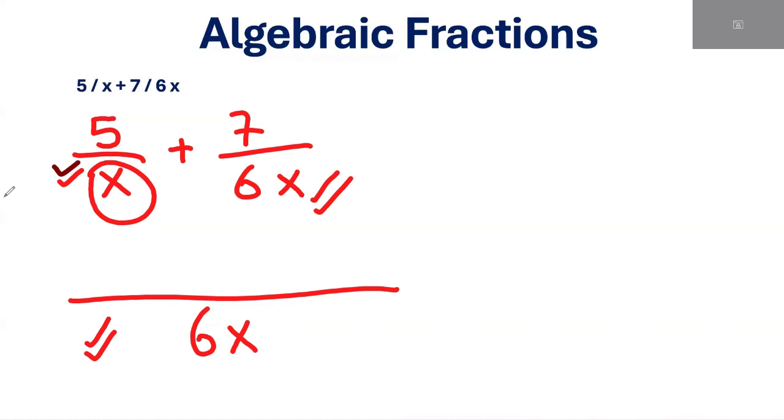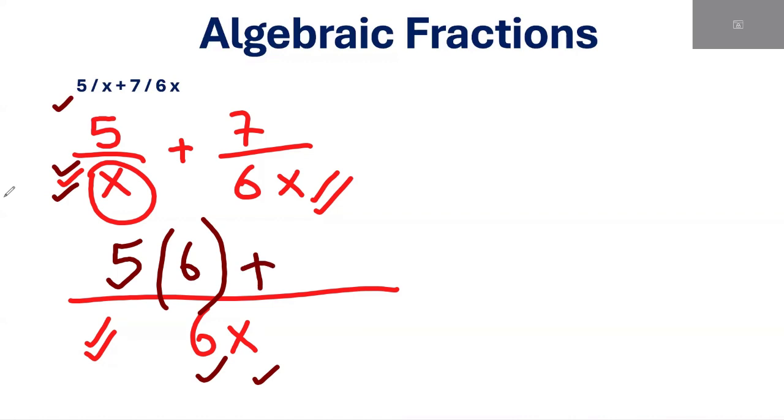You have to multiply 5. This x is already here, 5 multiplied by 6. This x is already written here as the LCM, 6 multiplied by x. So don't repeat it, but this 6 is not there. So I'm writing 5 multiplied by 6 plus second numerator is 7. Only 7 to be written.